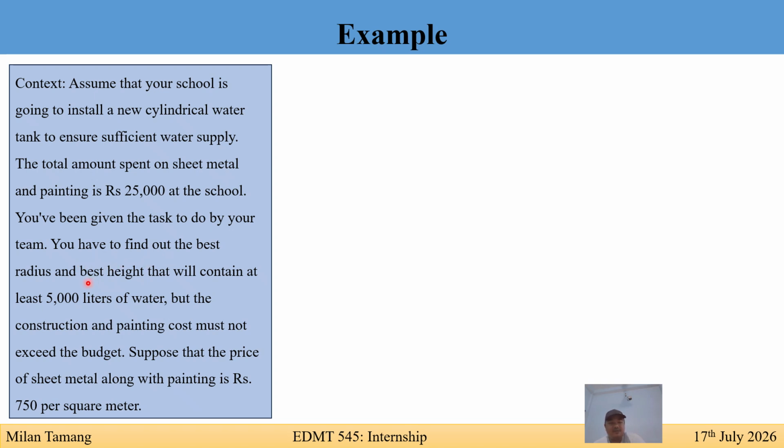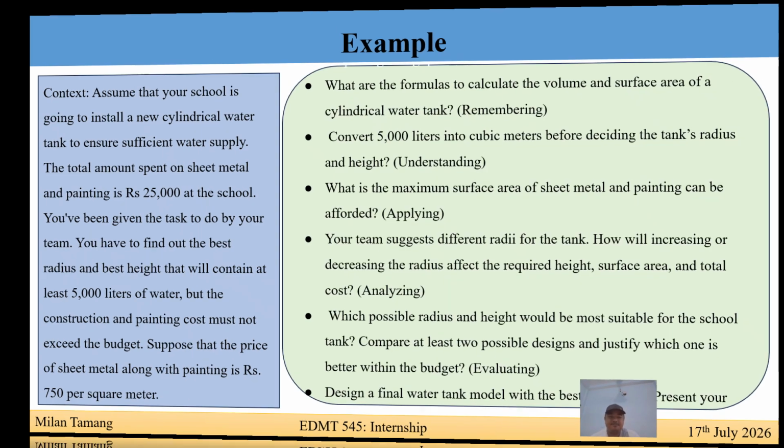You have to find out the best radius and best height that will contain at least 5,000 liters of water, but the construction and painting cost must not exceed the budget. Suppose that the price of sheet metal along with painting is rupees 750 per square meter. So this is the real life scenario, real life problem. Now we have to design the question based on this.